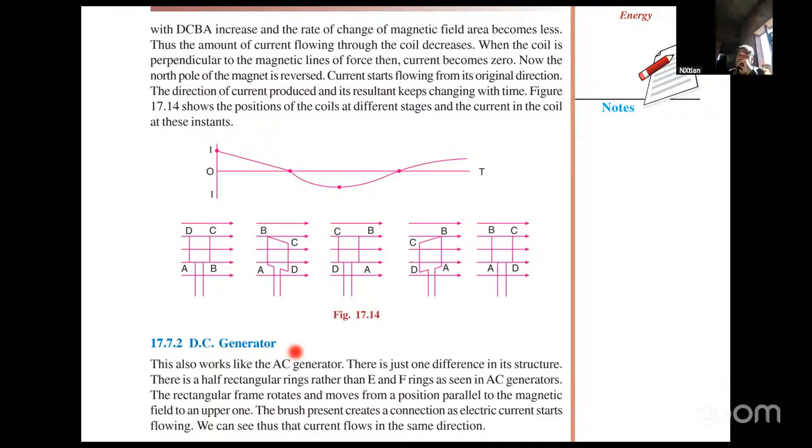Hello, so where were we? Can you read this again? With DCBA increase and the rate of change of magnetic field. Agatha, are you there? Yeah, I'm here.